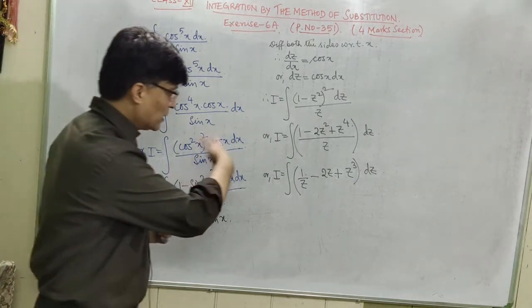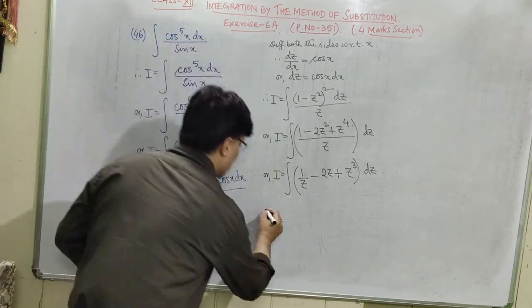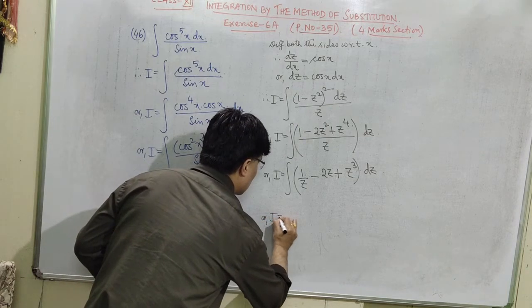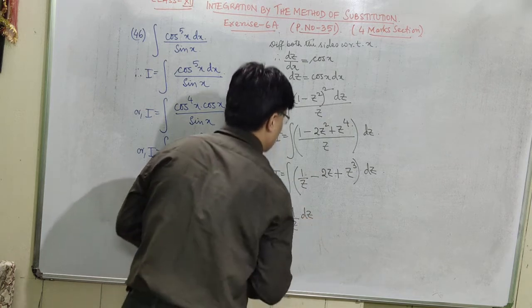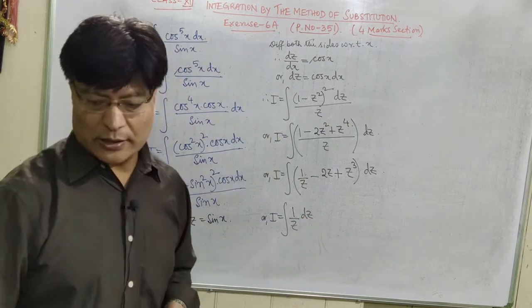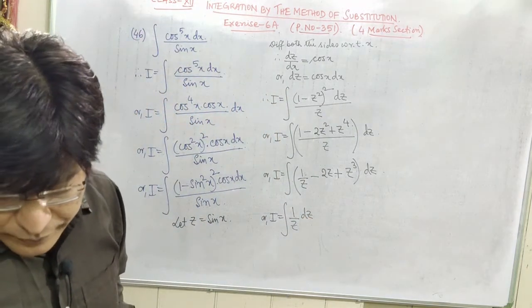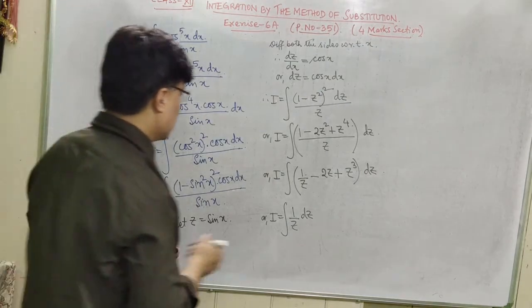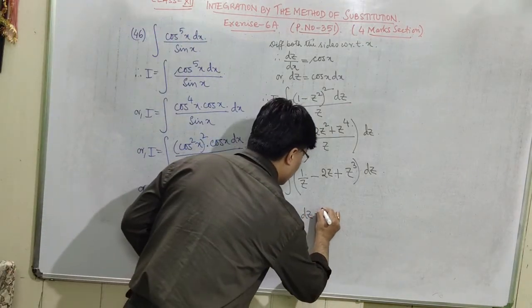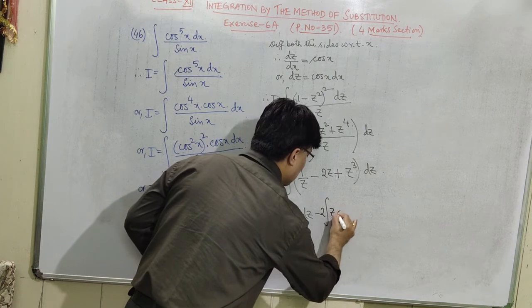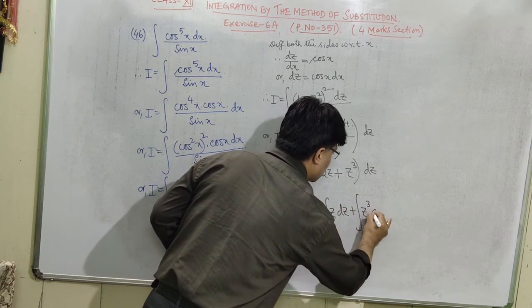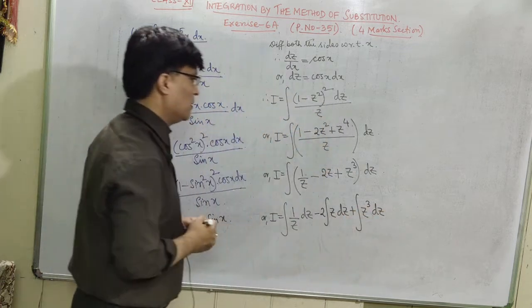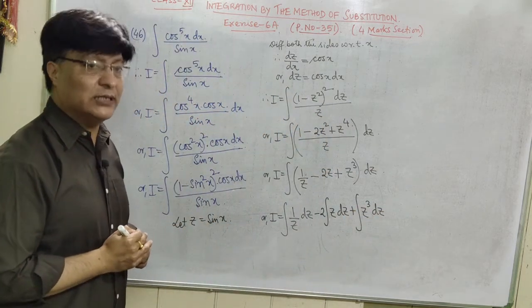Okay. So now you can separate the term here, or I is equal to, this is integration of 1 by z dz, right? So this is integration of 1 by z dz. Next, minus 2 integration of z dz plus integration of z cube dz.